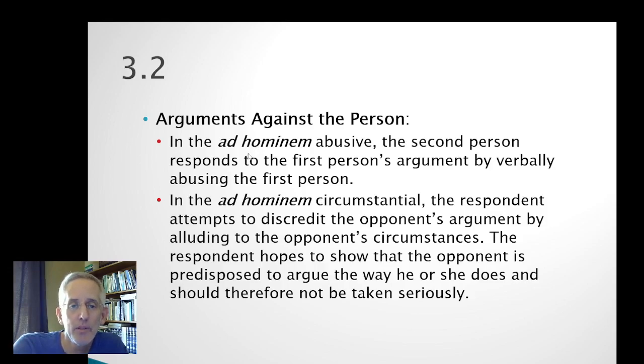So in the ad hominem abusive, this is the simplest version of argument against a person. In the ad hominem abusive fallacy, the second person responds to the first person's argument by verbally abusing the first person. So somebody offers an argument, and then the other person, their job is to critique that argument, and instead of critiquing the logical structure of the argument that's been offered, they attack the person who's offering the argument. Now, this is another example we see really often in politics. Politicians rarely critique their opponent's actual positions. They want to generally attack the person that's offering the particular position.